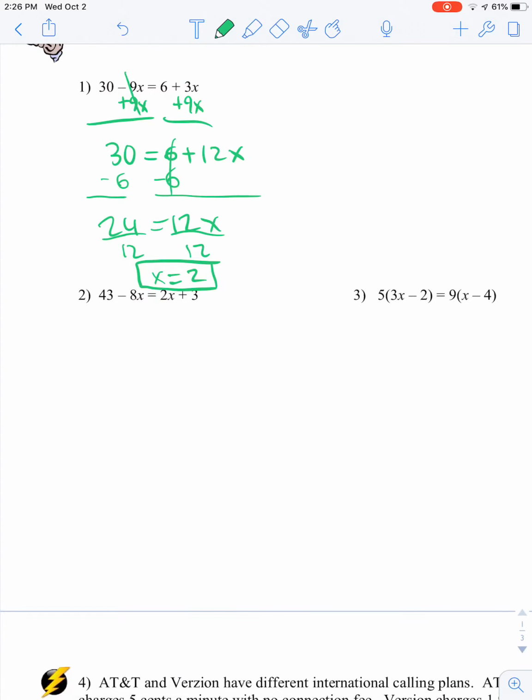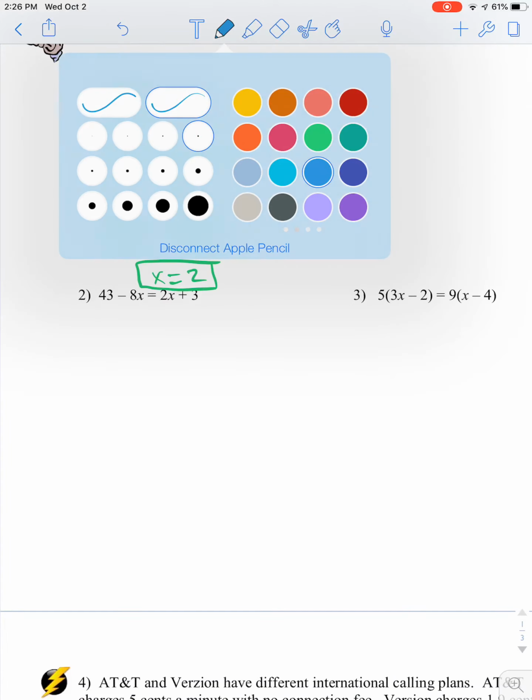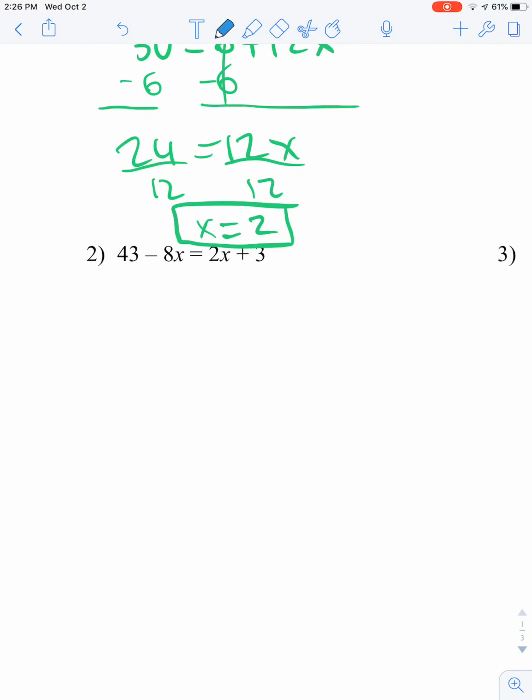Number 2. I'm going to add 8x to both sides, because again, I'm just trying to keep the x positive, but that is just for convenience. It's not a requirement. So I add 8x to both sides. It gets rid of the x term from this side, so it won't be on both sides anymore. I get 43 equals 2x and 8x make a 10x plus 3.